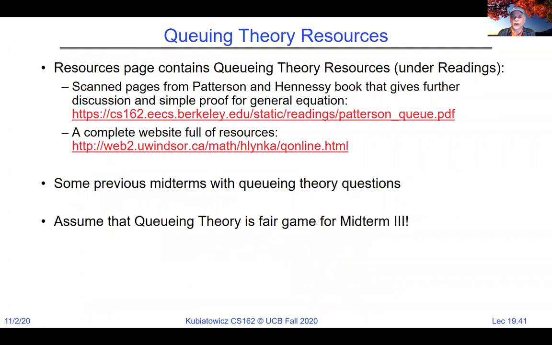Okay, and there's a bunch of good resources that we have up on the resources part. So you can take a look at some readings and so on, okay? And there's some previous midterms with queuing theory questions as well. But you should assume that maybe queuing theory is fair game for midterm three.